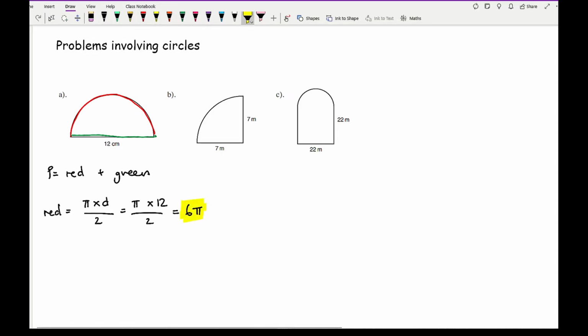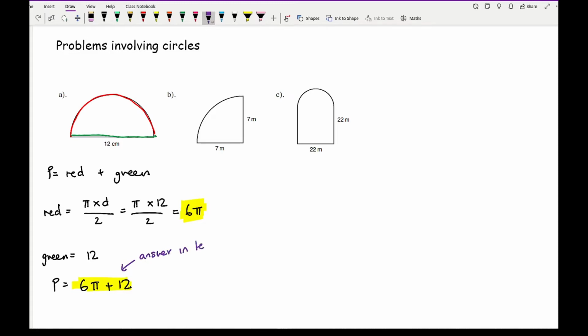Now to work out the green side, let's get my pen back. Here the green side is just going to be 12. So the perimeter of this shape is going to be 6 pi plus 12. Now if a question asked you to write this in terms of pi, so if it was non-calculator, then this answer here would be my answer.